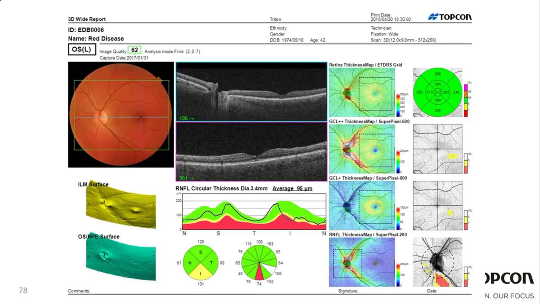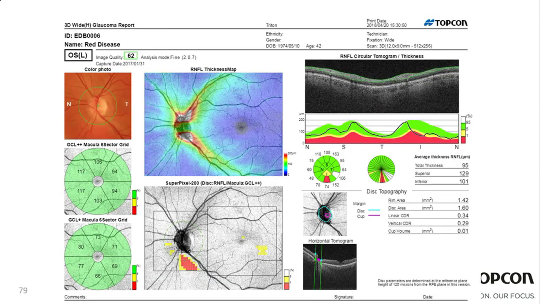So let's look at glaucoma. In glaucoma, of course, one of the benefits of using the Triton is that it does a 12 millimeter by 9 millimeter scan, and it does a fundus image at the same time. So you get your fundus image, you get all of your information about the retinal thickness, about the ganglion cell thickness, about your RNFL, all at the same time with one click of a button. So it's extremely efficient, and you get all of your information. So you can then also do analysis of disc topography.